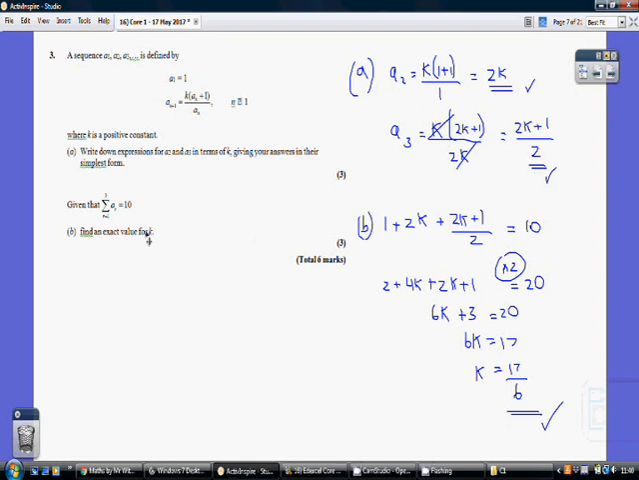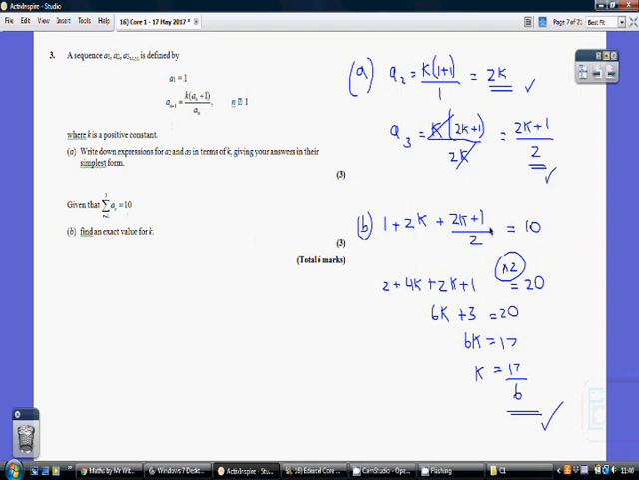Now for part B, find an exact value for K given that this. Now this sigma here means that our first term plus our second term plus our third term added together equal 10. So our first term A1 of 1 plus our second term A2 of 2K plus our third term A3 being 2K plus 1 over 2, those three added together equal 10.